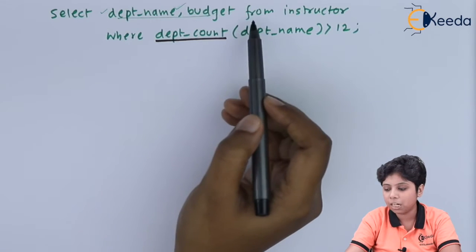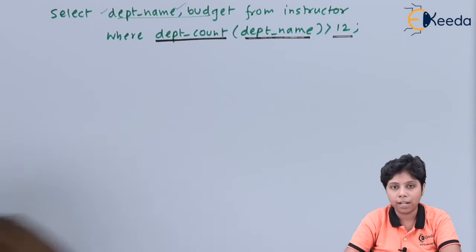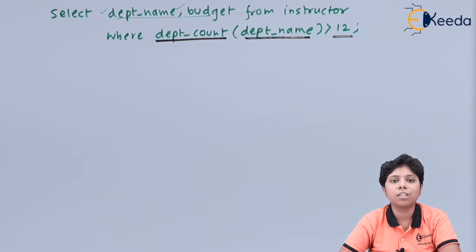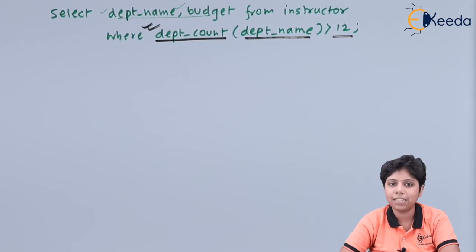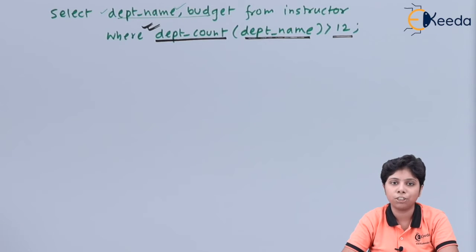Now with the department count, if the count for the department is greater than 12, then I will have the department name and budget. So after defining the function, we can use the function name in any SQL queries to make use of that particular function. Now I can use the department count in another query. I don't need to write it again as I have already defined the function.